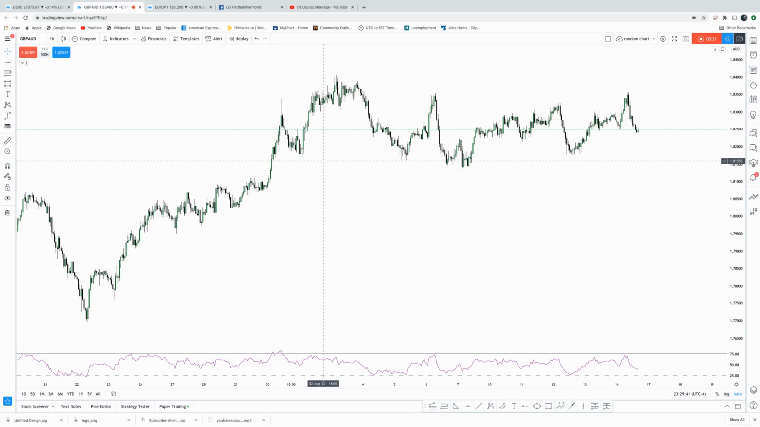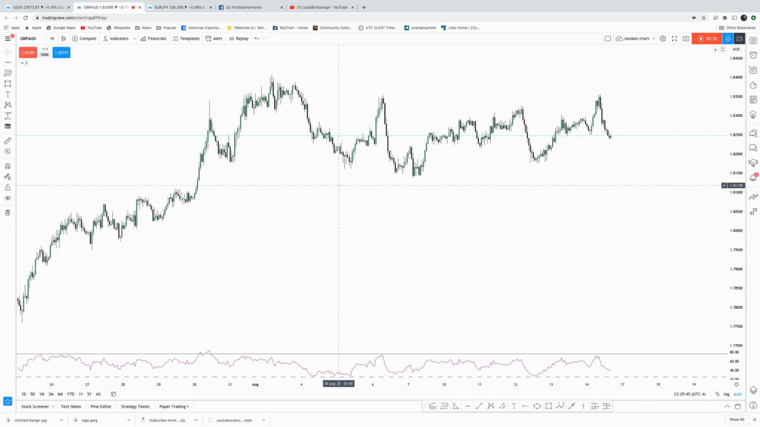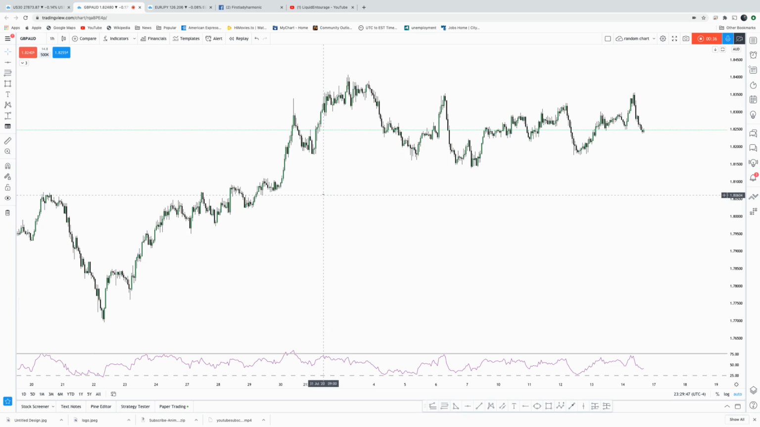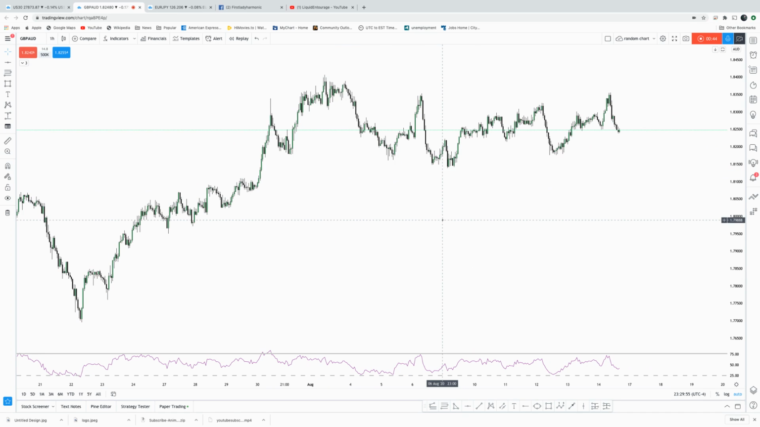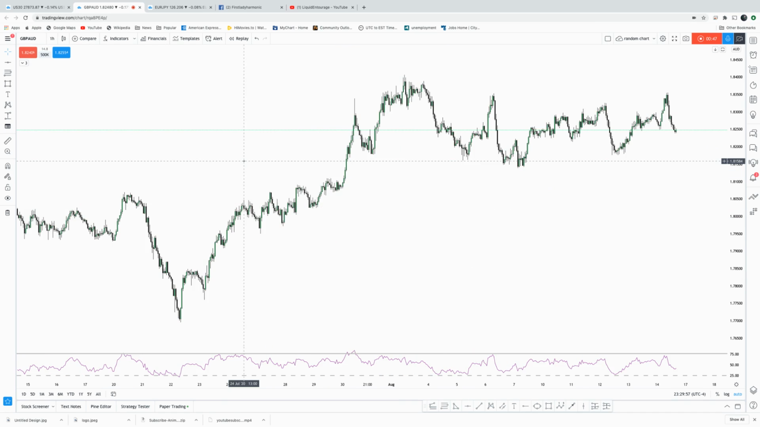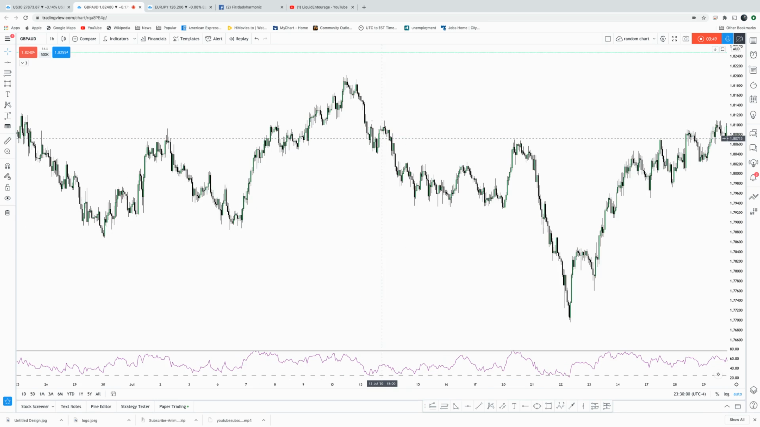I have some cousins. I use family names in reference to how I'm looking for some entries. So right now we're looking at a chart, GBP AUD on the 1 hour time frame. There's absolutely nothing here on my chart. No support and resistance, no supply and demand zones, no trend lines, no Fibonacci, no nothing. This is a naked chart. So let's just start from over here. Just pick a random area.